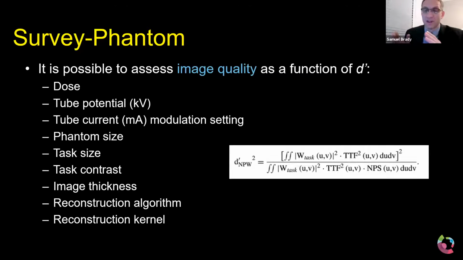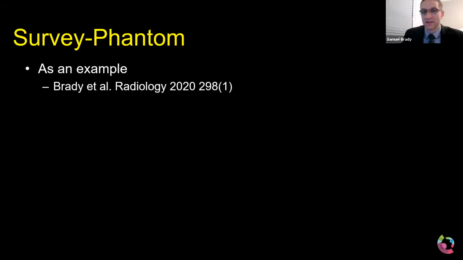We can ask different questions. It doesn't have to just be a small lesion in a liver. We could look at spiculated lesions, or perfectly well defined margins. We can look at high contrast, low contrast tasks. We can do this for a variety of different acquisition techniques, such as a 3 millimeter image thickness or a 5 millimeter image thickness. And by doing this, we can predict how well a radiologist will perform in the body, not just the phantom. And so let me give you an example.